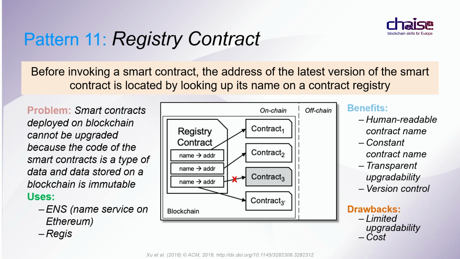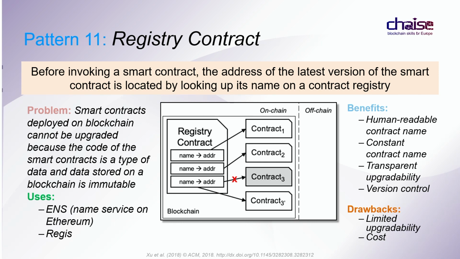Problem: a smart contract deployed on blockchain cannot be upgraded because the code of the smart contract is a type of data, and data stored on the blockchain is immutable. Solution: an off-chain registry is used to maintain a mapping between user-defined symbolic names and the blockchain addresses of the registered contracts.